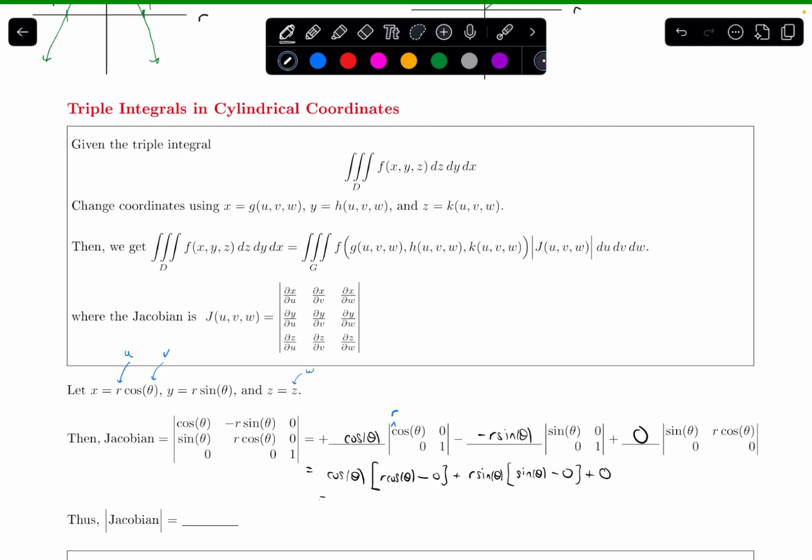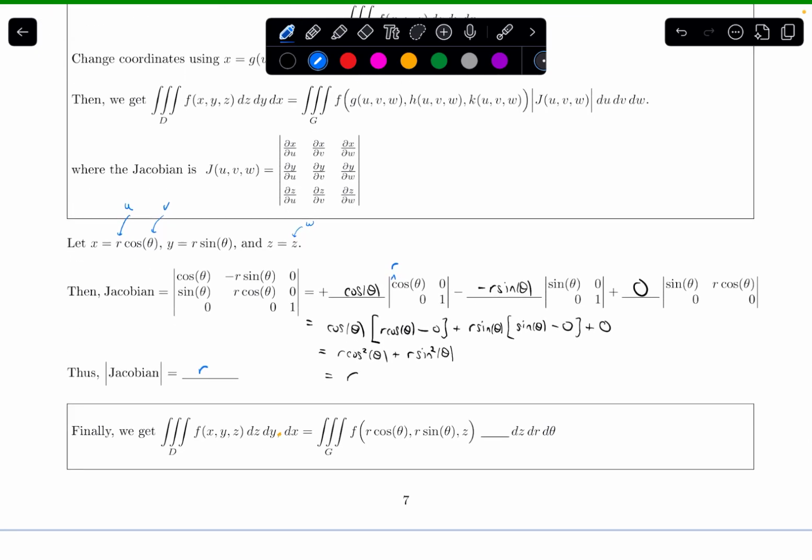If I multiply this out, I get r cosine squared theta. From the next term, I get plus r sine squared theta. Then I can factor out an r. Cosine squared plus sine squared becomes 1, so that's just r. And I can take r to be non-negative when I use cylindrical coordinates. I can always set it up that way. So when I take the absolute value of my Jacobian, the absolute value of r just becomes r. So much like in polar, our Jacobian in cylindrical just is r.